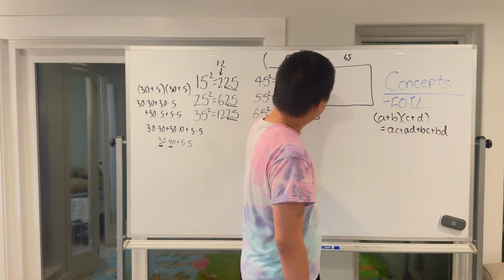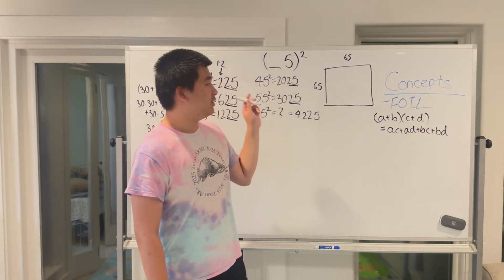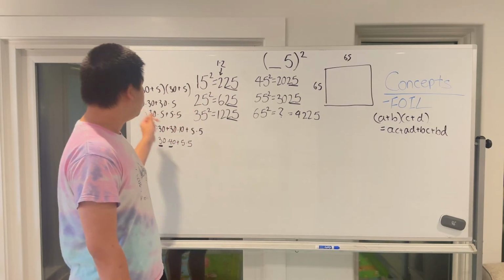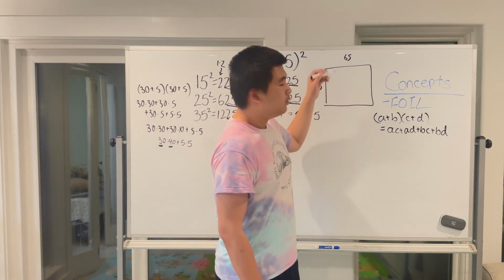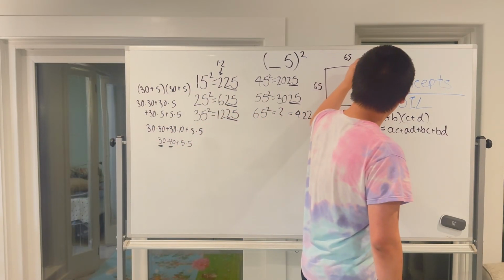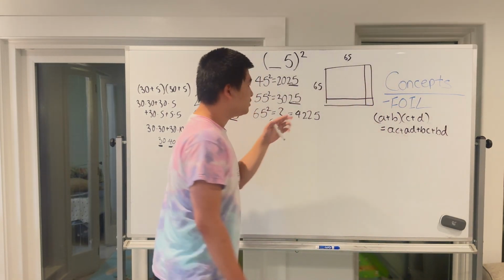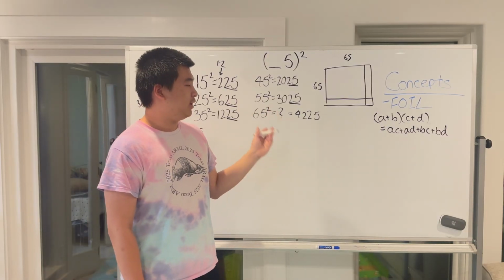So we would like to find the area of a square that has side length 65. 65, we're again going to split up into 60 plus 5. And what that looks like here is we're going to draw these. So this is not going to be to scale, but you'll get the idea.